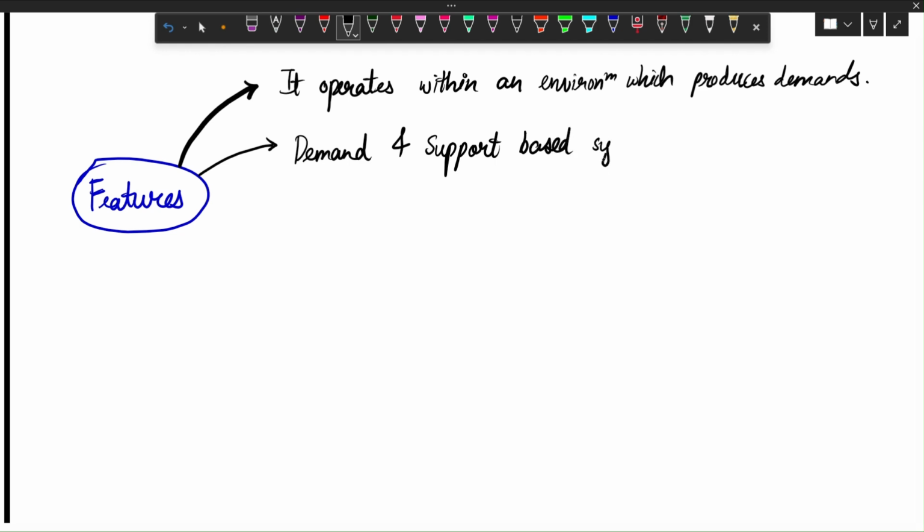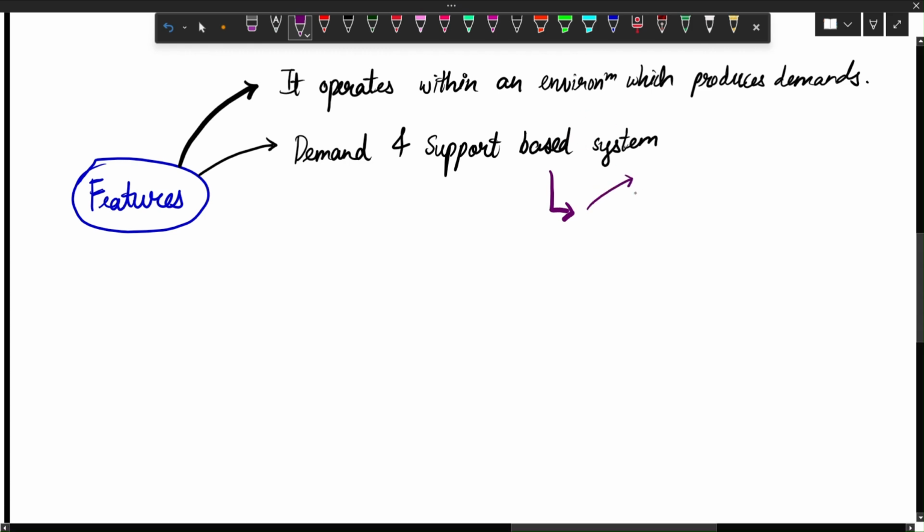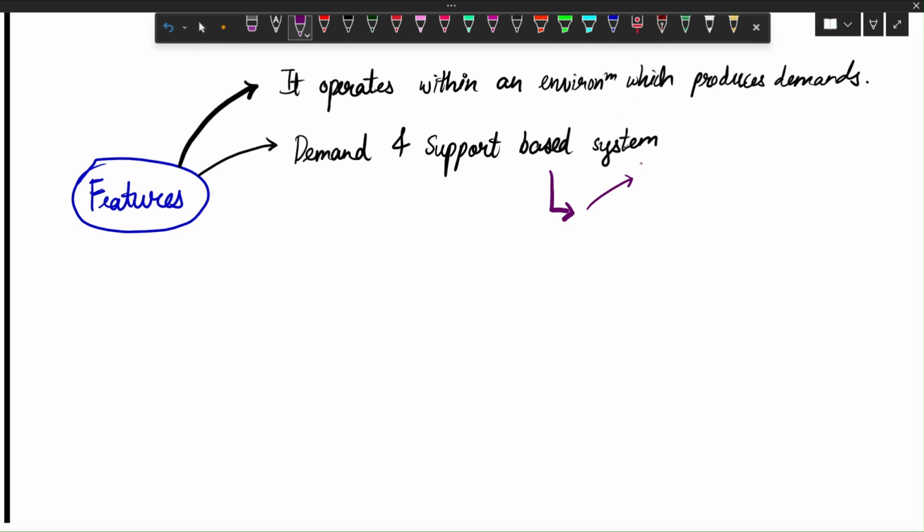So what does a demand and support based system mean? Here, demand means that the demand is from different sections of society. For example, let's talk about reservation. Reservation is asked for by the Scheduled Castes, the Scheduled Tribes, and the OBCs. You can also see examples such as in Maharashtra, where Marathas are asking for reservation.